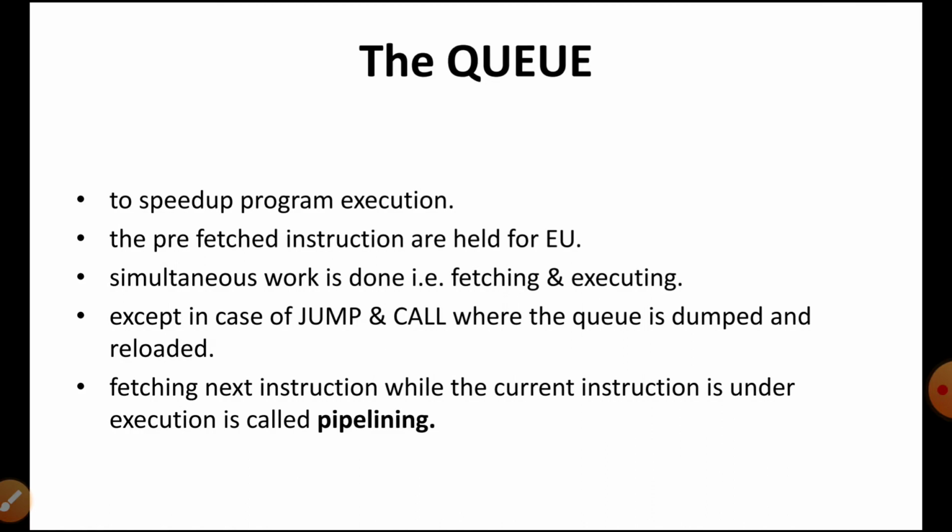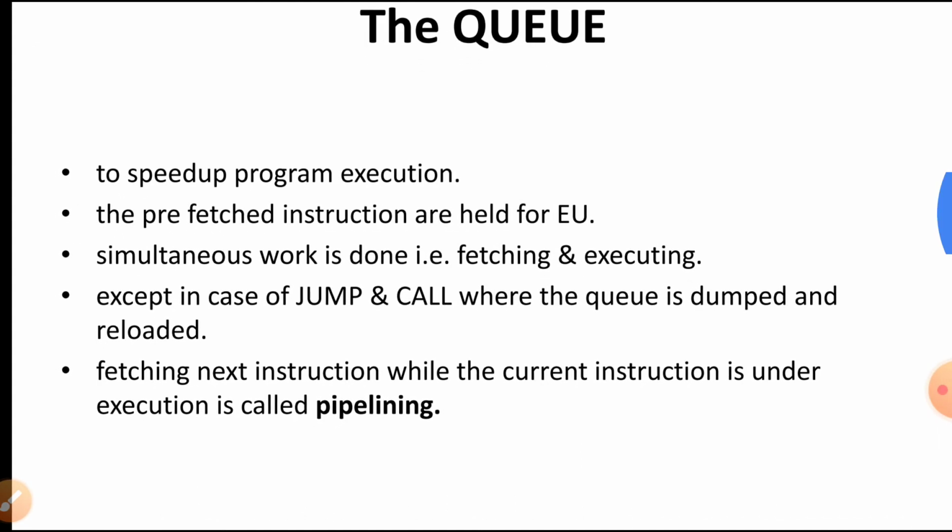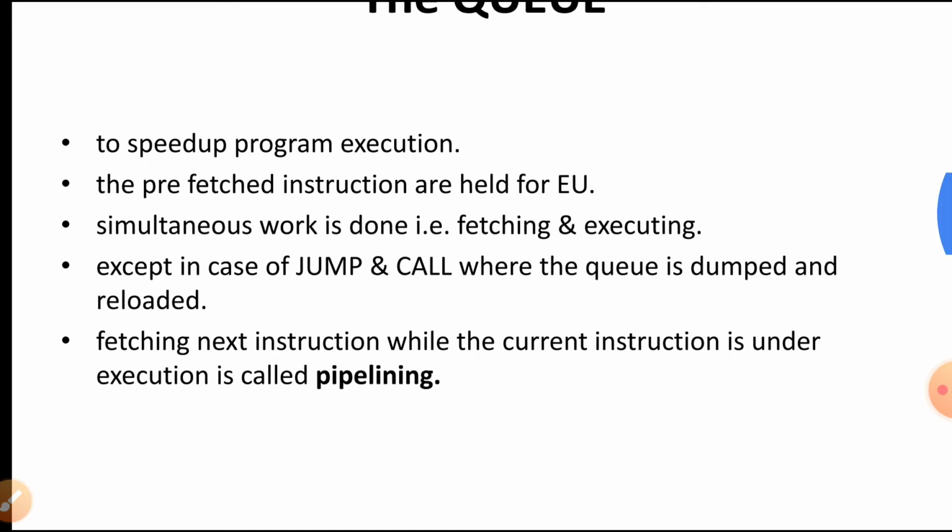Now, as far as the queue is concerned, what is the purpose of this queue? The queue is used to speed up the execution of the program. As I told you, prefetched instructions are already put into the queue, so that the execution unit does not have to wait for a long time. It has certain instructions in the queue, so one by one it will fetch and execute them. Simultaneously, the purpose of the bus interface unit is to fetch the instruction and put it in the queue, and the execution unit's work is to take the information from the queue and execute it.